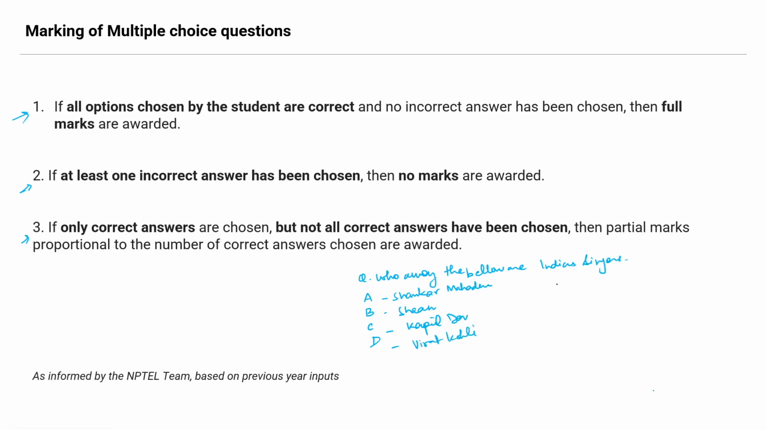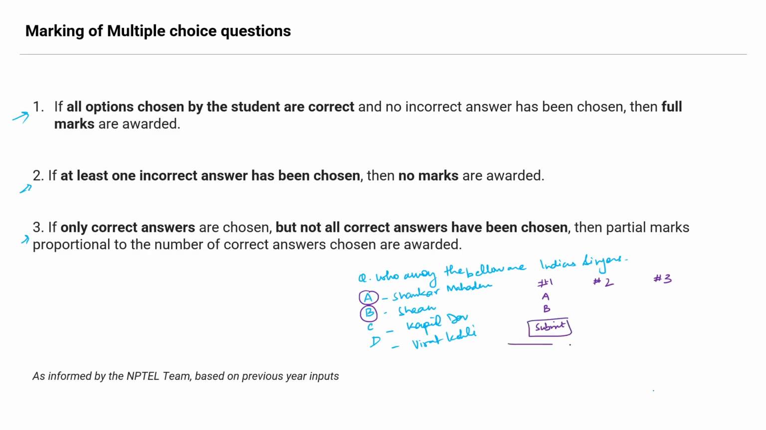So let's take each of the three scenarios for your better understanding. The first says, if all the options chosen by the student are correct and no incorrect answer has been chosen, then full marks. So if the question is, who among the below are Indian singers, the correct answers are A and B. In the first scenario, you write A, you write B, and then you submit.